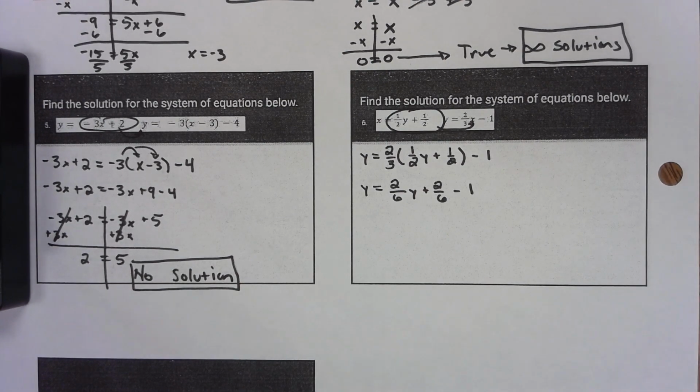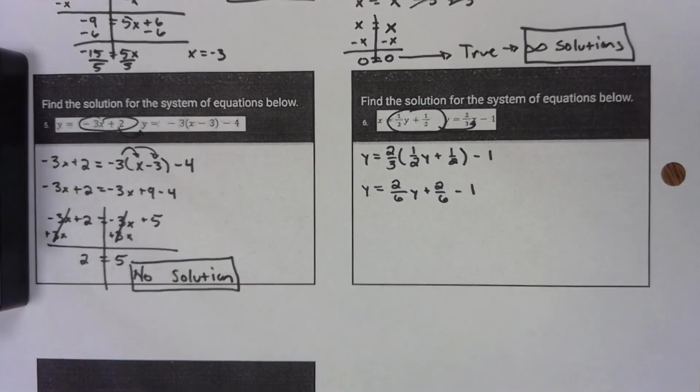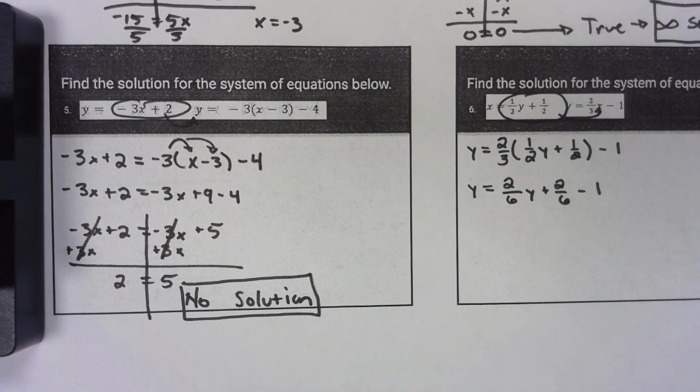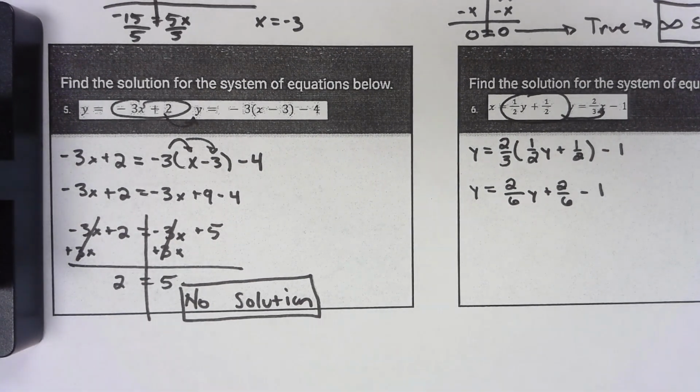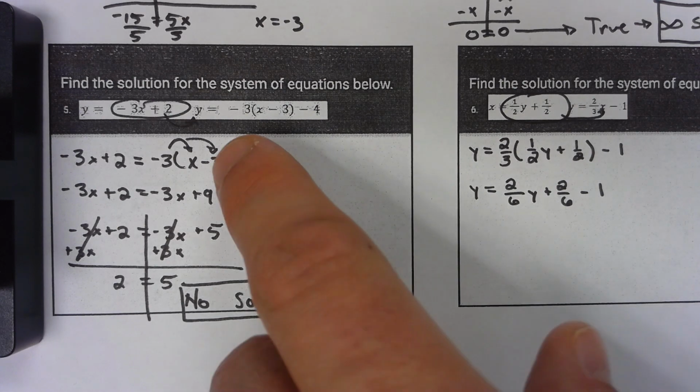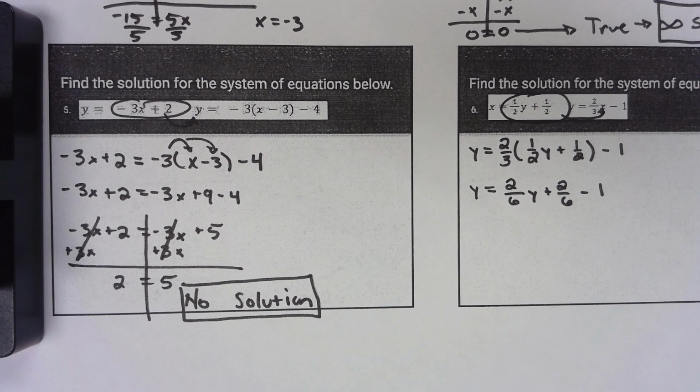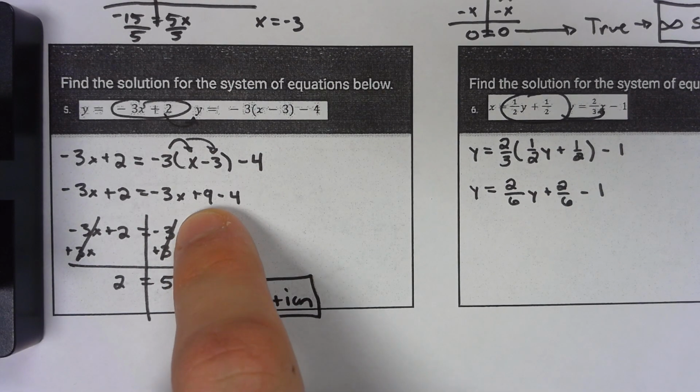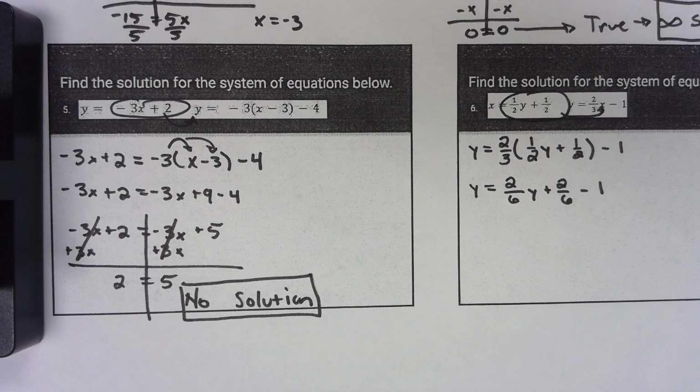So let's look at both of these. Number 5. Okay, a little more straightforward, no fractions. I'm noticing both equations are equal to y, so I'm replacing negative 3x plus 2 with y in the other equation. For sure, simplify that right side, so distribute the negative 3. That's how I got negative 3x and positive 9. Then I combine like terms, the 9 and the negative 4 to get 5, giving me negative 3x plus 2 equals negative 3x plus 5.